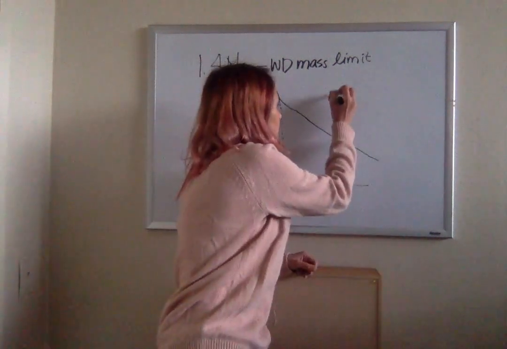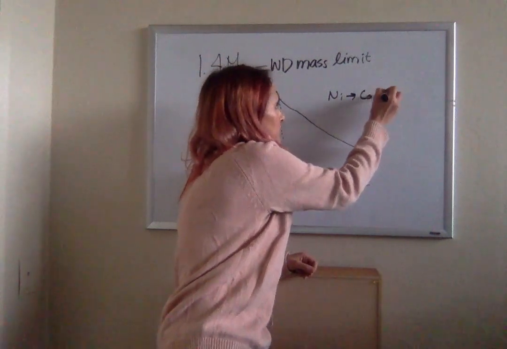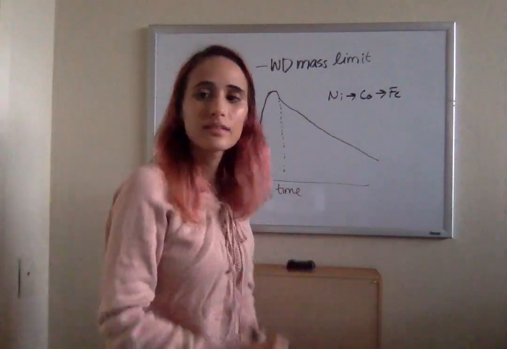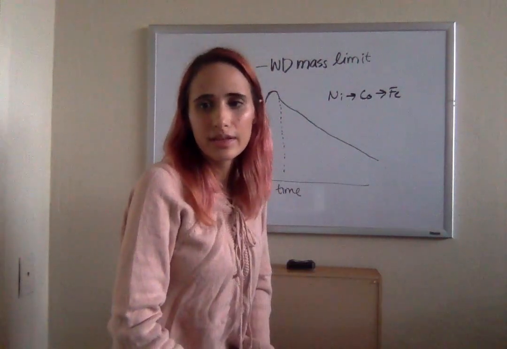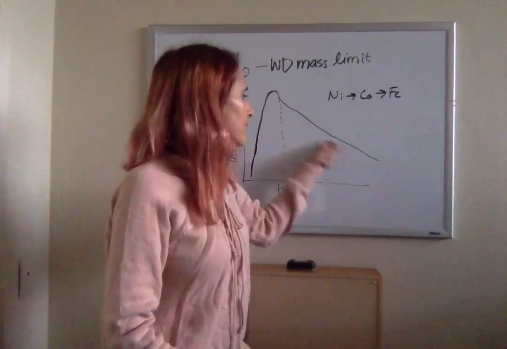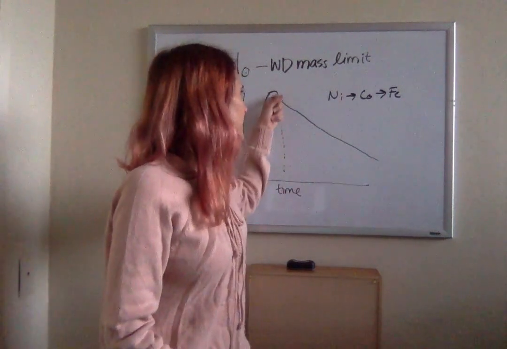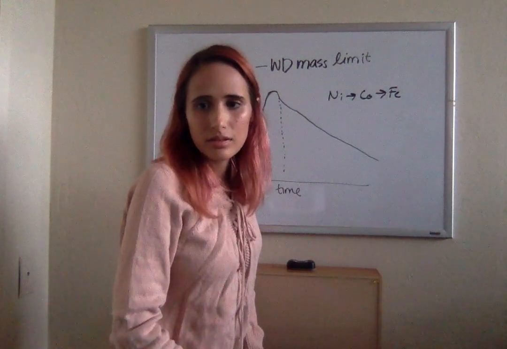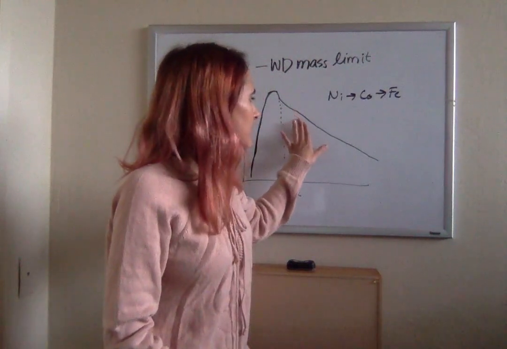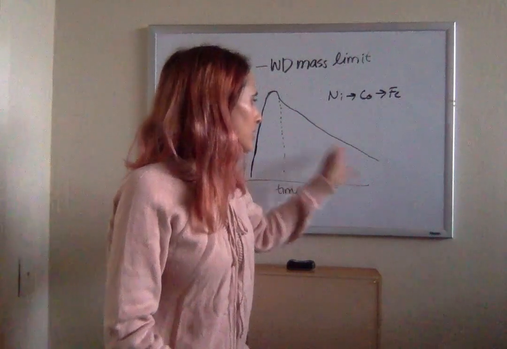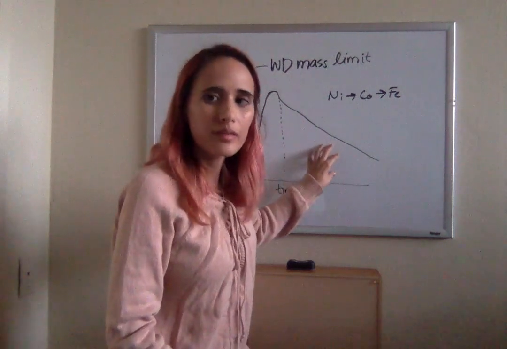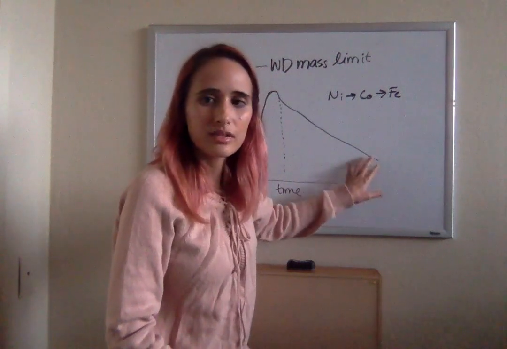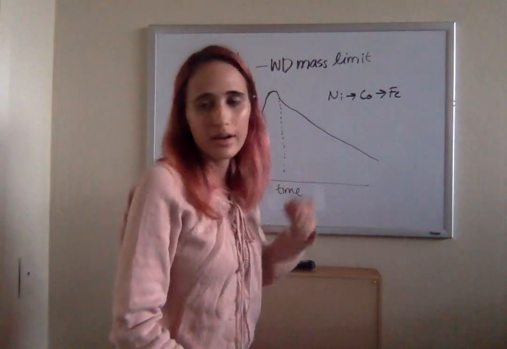Nickel decays to cobalt, which decays down to iron, which is stable. And every time they decay, they put off some energy. They put off some light. So when we measure this energy, this light curve, we get the big bump from the explosion. And then as this nickel and cobalt decay, they're still putting off energy. But as they decay, there's less and less of them. So there's less and less that are able to decay. So there's less and less energy over time until they're all done decaying and you just have iron left.